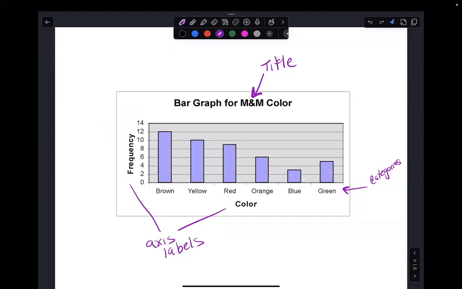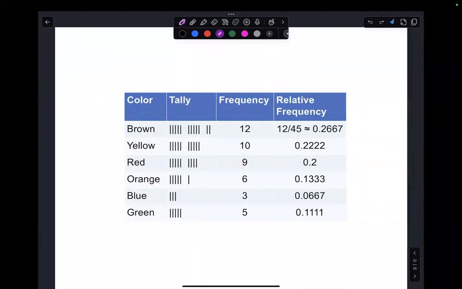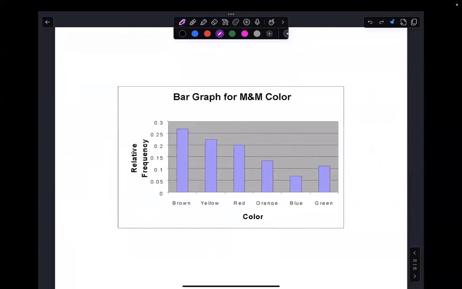We're good? Okay. So now we're going to do the relative frequency. It's going to look almost identical. The only difference is that this right here says relative frequency instead, and these are all the proportions that we had on our graph. So that's the only difference. They look basically the same because they're still the same data.